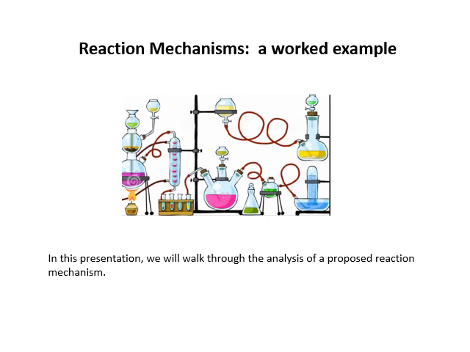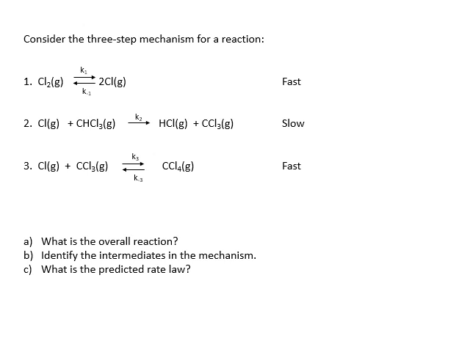In this presentation, we'll walk through the analysis of a proposed reaction mechanism. Consider the following three-step mechanism for a reaction. The first elementary step of the reaction involves the breaking apart of a chlorine molecule to form two chlorine atoms. This is assumed to be a fast step.